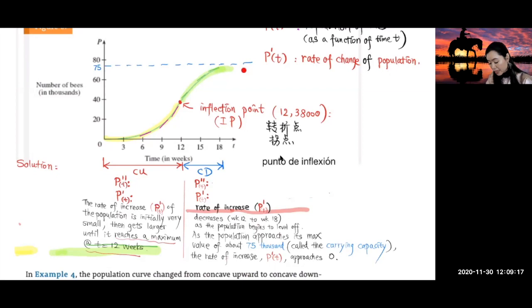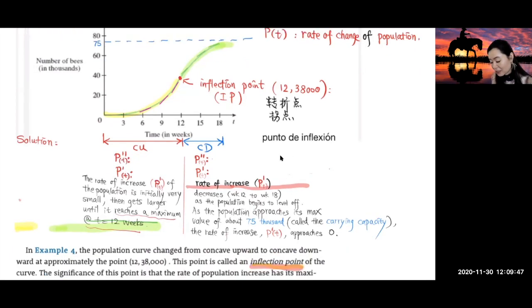And as the population reaches its maximum value, it looks like the maximum value reached over here is about 75,000. And that's called the carrying capacity. And at that time, the slope of the tangent is going to approach 0.